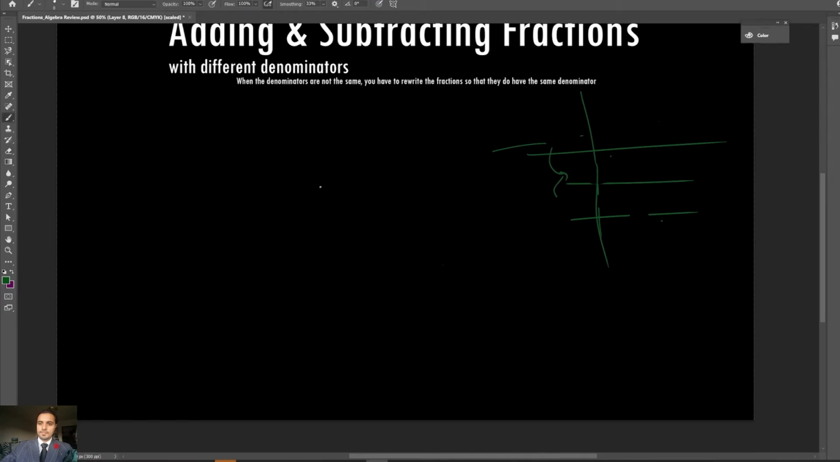So let's do this now. Let's say we have another fraction, 3 over 4, and that's being added to 11 over 18. Now we can't just add 3 plus 11 because 4 and 18 have different denominators. So first we have to make these the same.